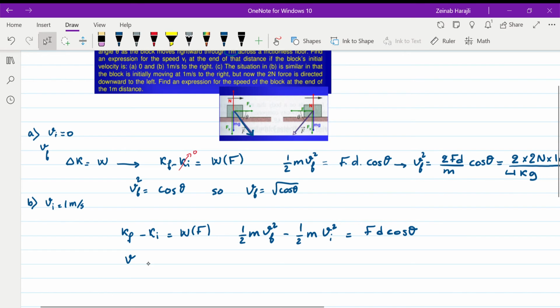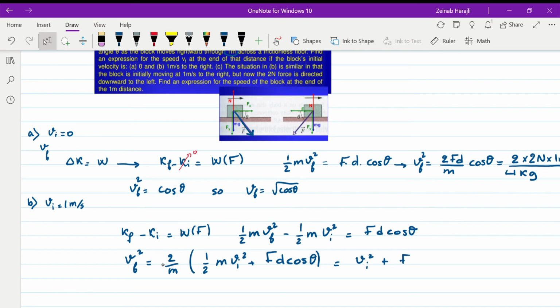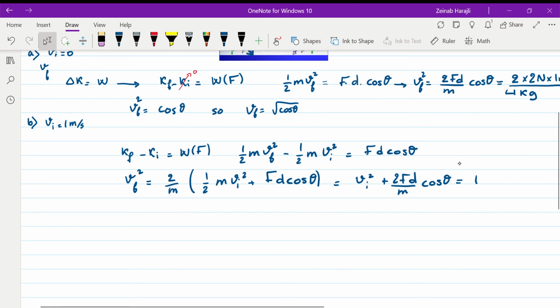Now if we rearrange this, this will give us v final squared to be equal to 2 over m into half m v initial squared plus fd cosine theta, and this will give us v initial squared plus fd times 2 over m times cosine theta, and this is equal to 1 plus cosine theta. So v final will be radical 1 plus cosine theta.